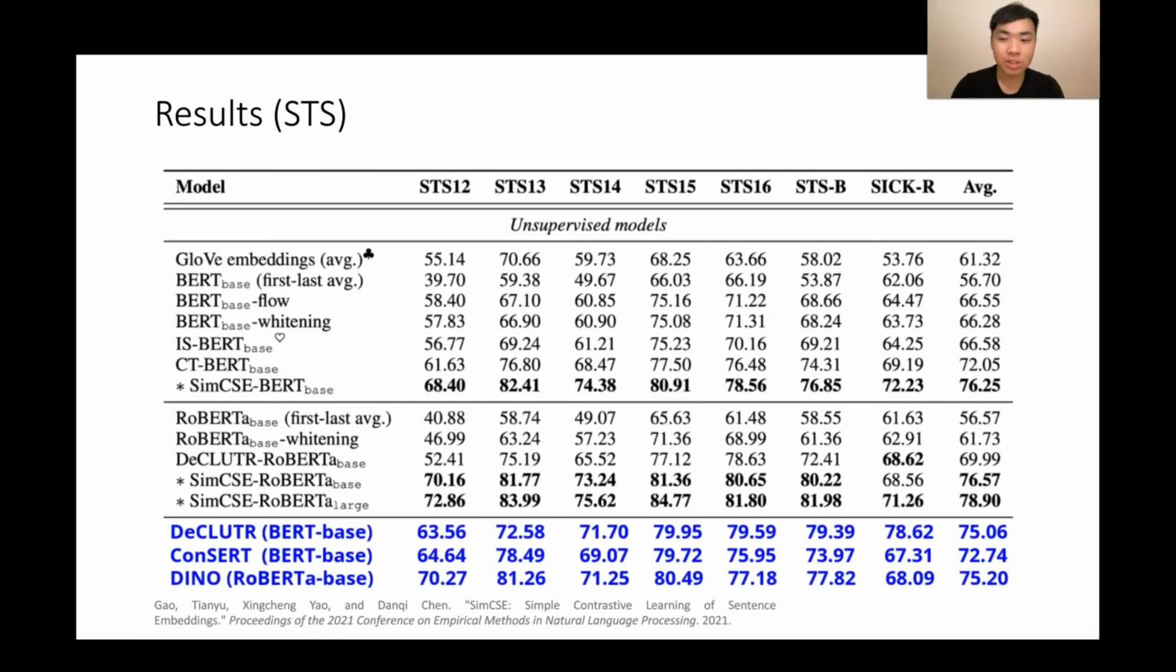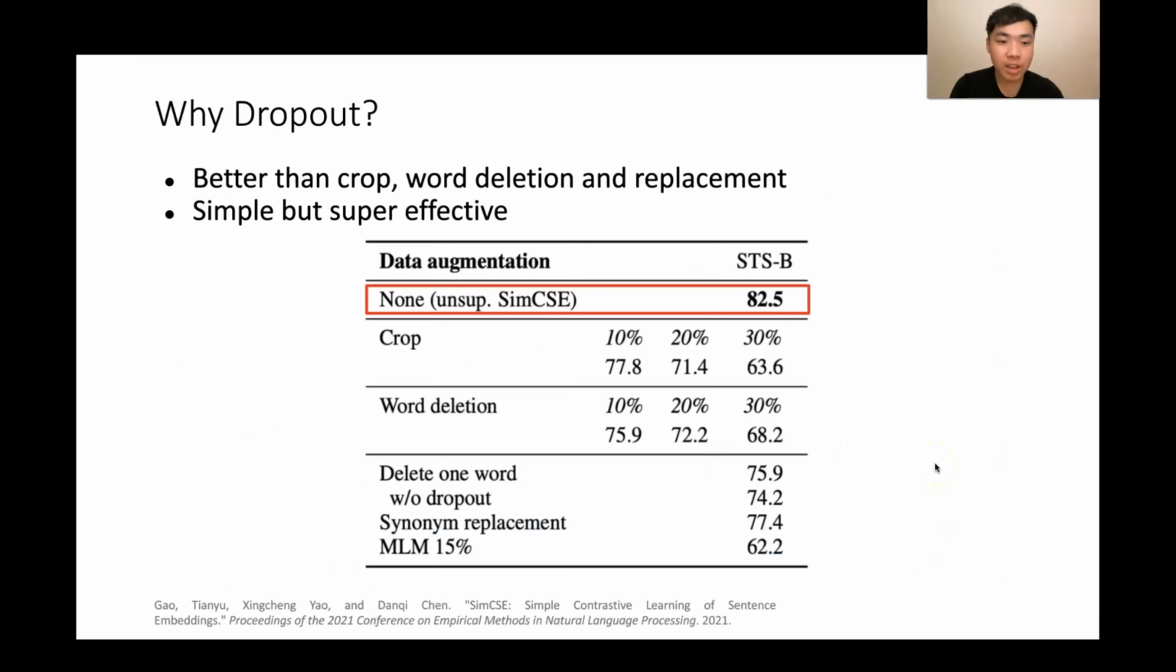Their result is even better than DeCLUTR, ConSERT, and DINO. The performance has a big improvement. Actually, the authors have tried all the other augmentation methods like random cropping, word deletion, word replacement, and synonym replacement, but none of them is better than just changing the dropout mask inside the transformer layers. So this experiment showed that changing the dropout mask is a simple but super effective way to do the augmentations.